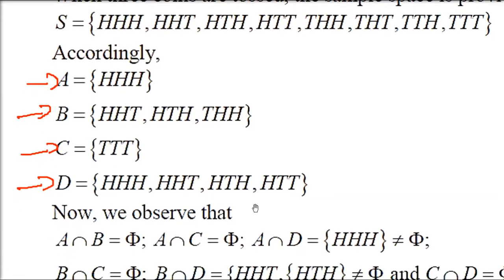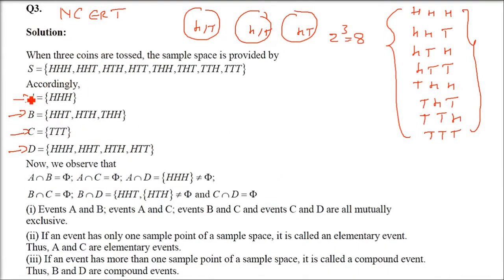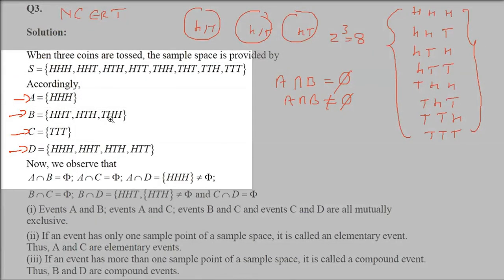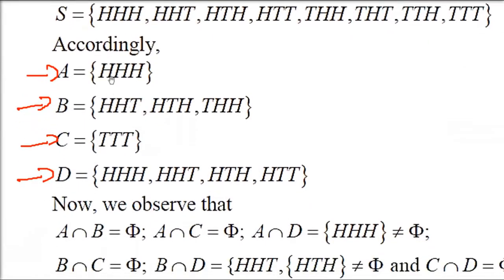Okay. Now the first thing asked is, which pairs of events are mutually exclusive? Mutually exclusive means we have to take the intersection of any 2 sets. If the intersection is going to be phi, the null set, there is nothing common. That means these 2 are mutually exclusive sets. If A intersection B is not equal to phi, then they are not mutually exclusive. Right? Okay.